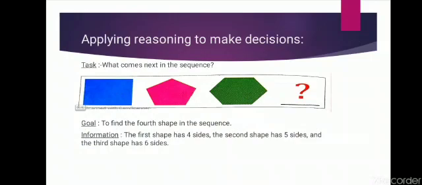Now first, according to this process of computational thinking, you have to find out your goal. So your goal is to find the fourth shape in the sequence. Now collect the information you have been given in this data. The first shape has 4 sides, the second shape has 5 sides, and the third shape has 6 sides.